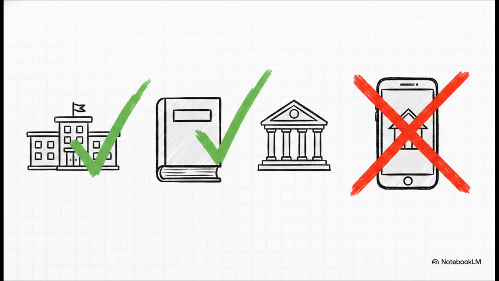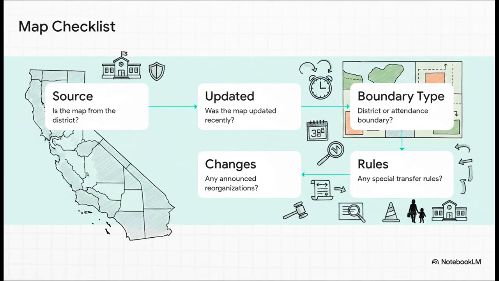Now notice what is wonderfully absent from this list: third-party real estate listings. Please, whatever you do, do not bet your child's educational future on a map you just happen to find on a housing app. So when you finally do get a map, walk through these 5 specific step-by-step questions to guarantee your child's placement. 1. Is the map from the district itself? 2. Was it updated recently? 3. This is key. Is it a district boundary or an attendance boundary? 4. Are there special transfer rules? And 5, are there any announced reorganizations coming down the pike?